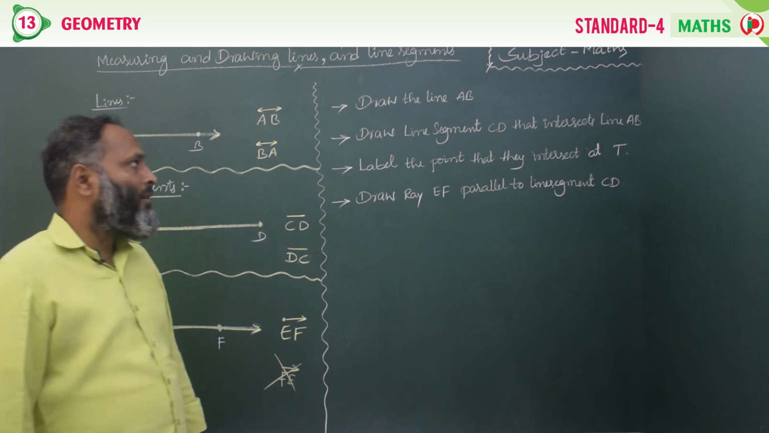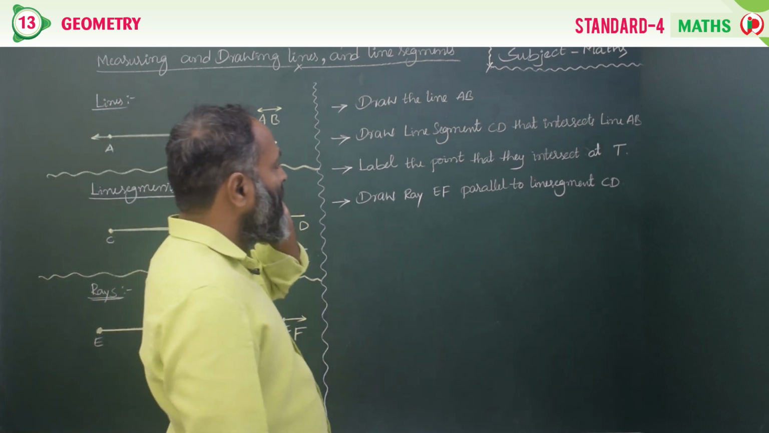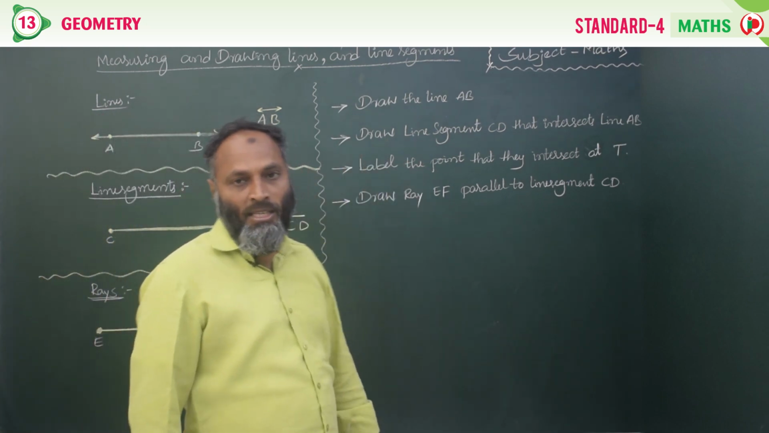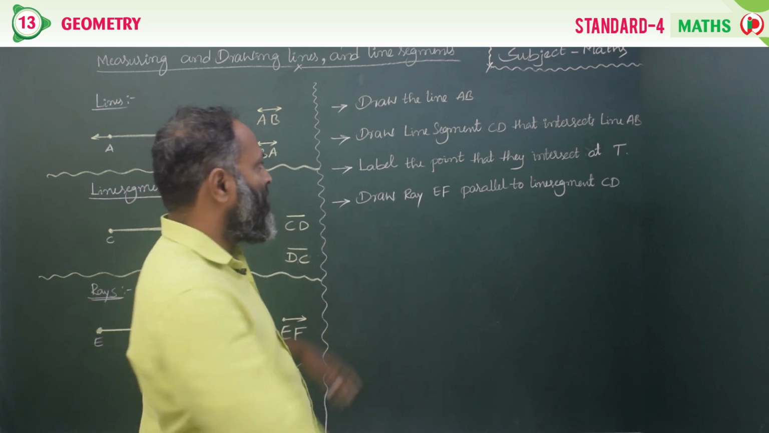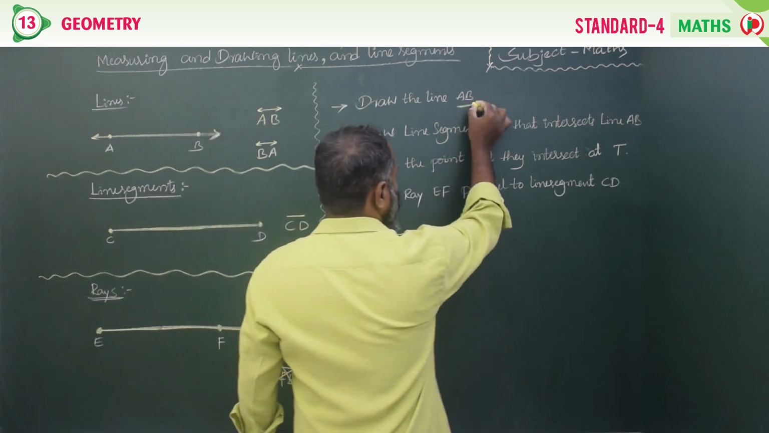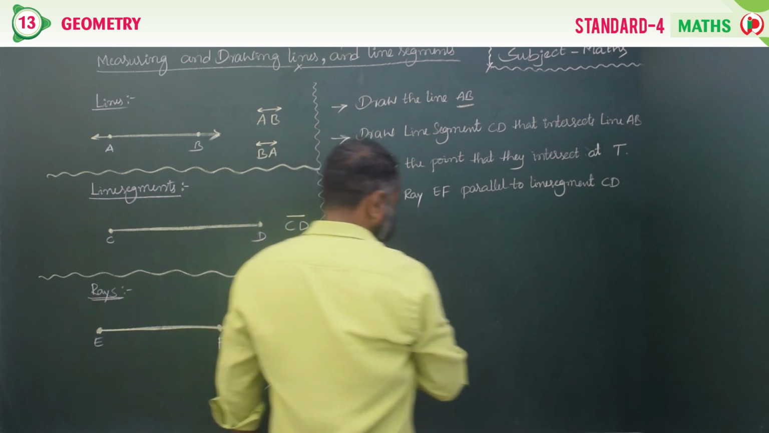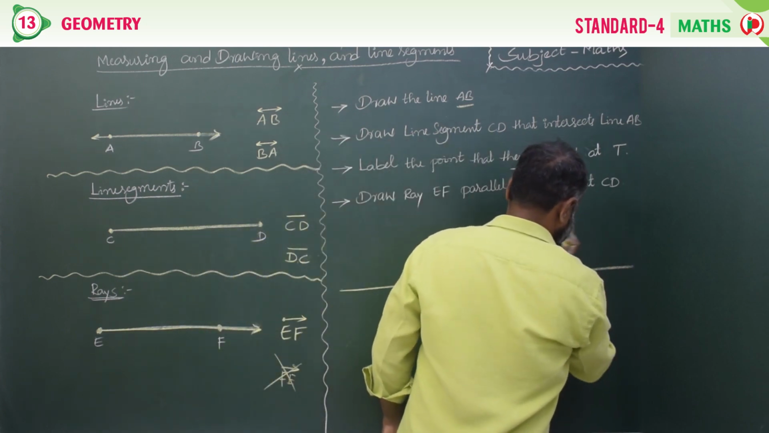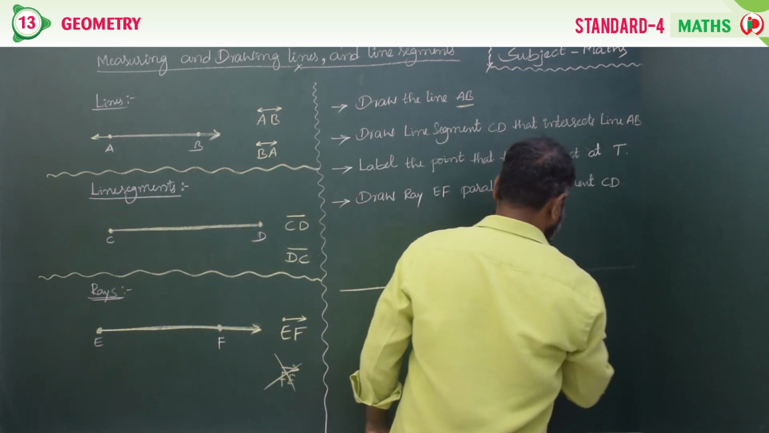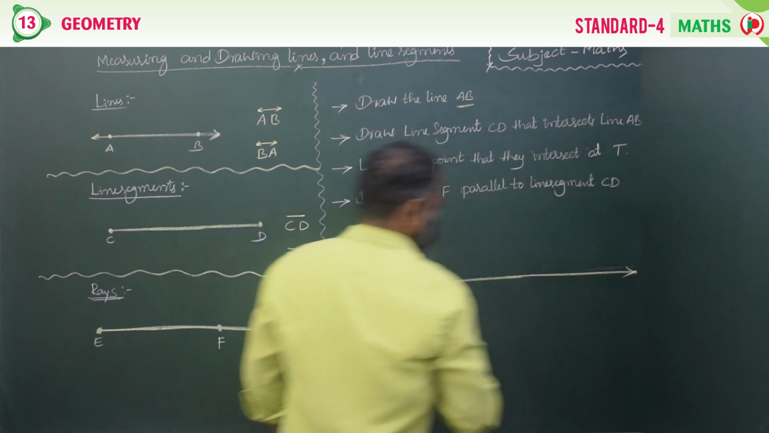Now after that, here, draw a line. He is asking to draw a line. First we should draw a line AB. So the line AB we should draw first. This is a line we should draw first. Line AB.